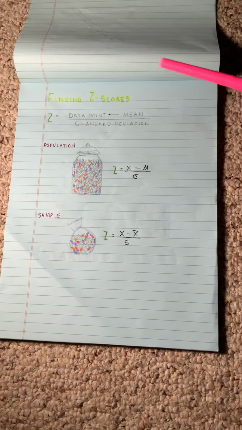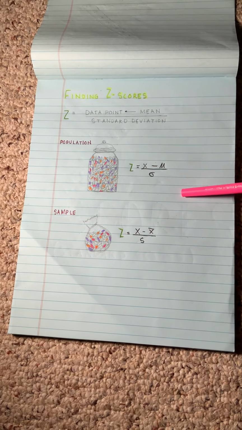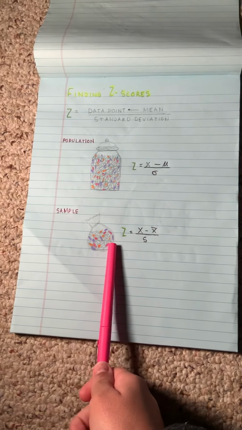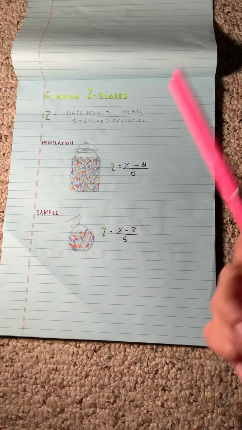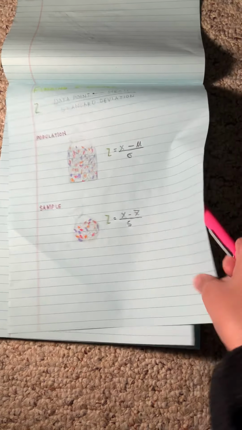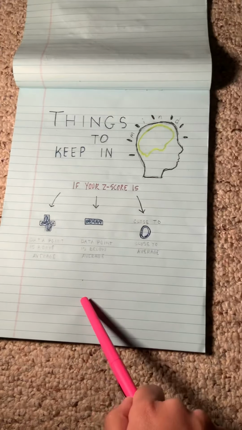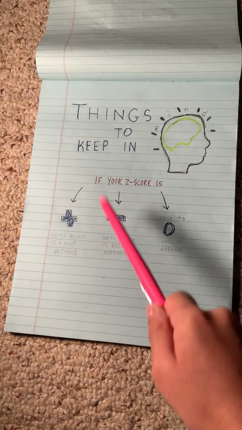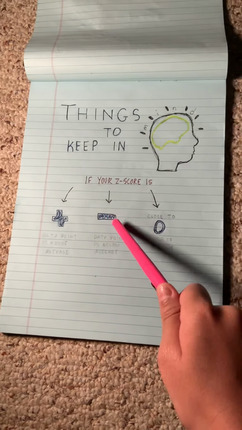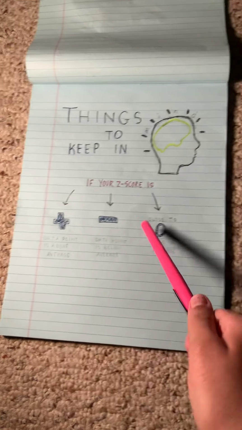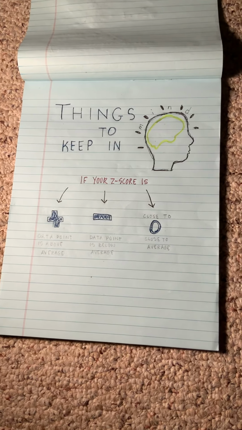So you can find the z-score of a population, like this jar of jelly beans, using these symbols, or you can find it from a sample using this. They're essentially the same formula, just using different symbols. So, things to know about your z-score. If your z-score comes out to be positive, you have a data point that is above average. If your z-score is negative, your data point is below average, and if your z-score is close to 0, then your data point is close to average.